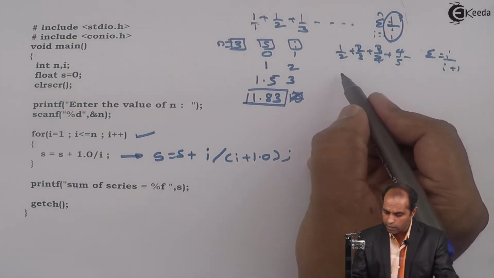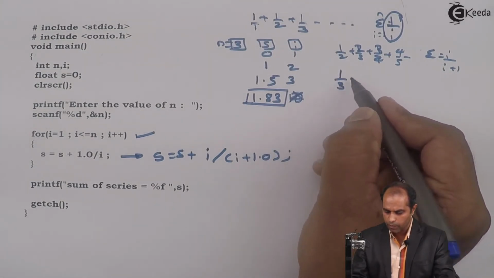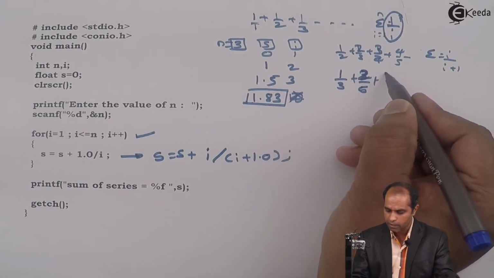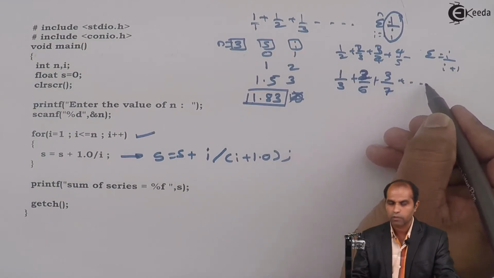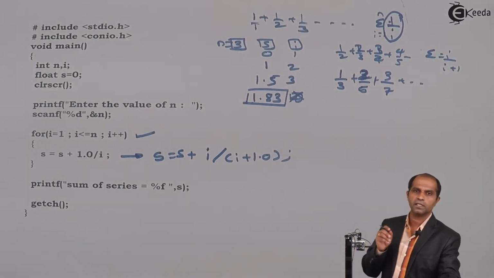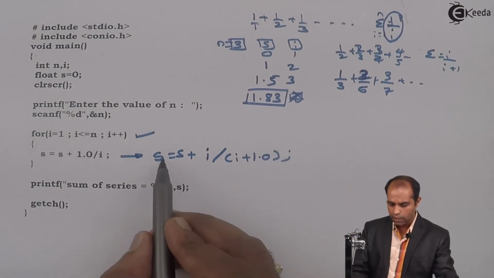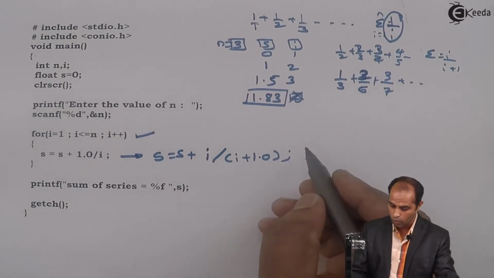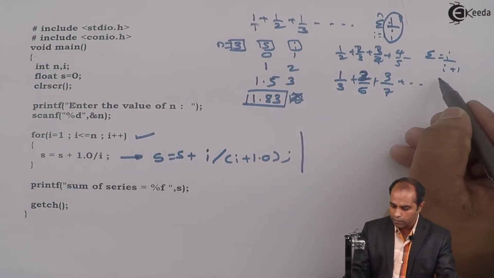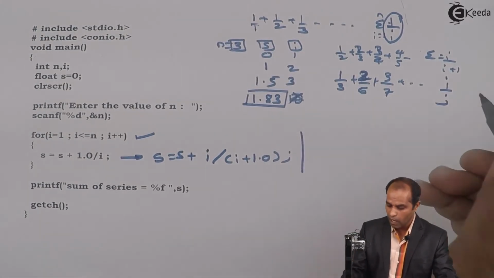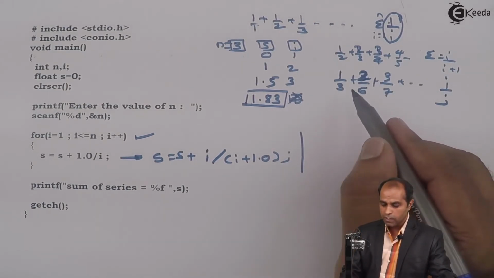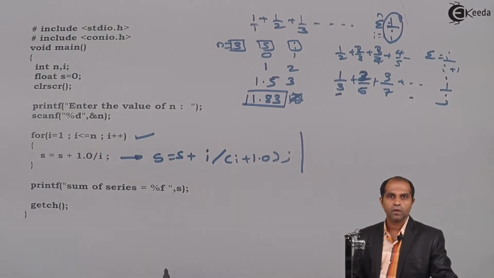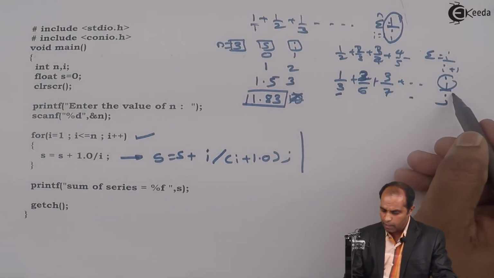If I go with the third case which I mentioned, 1 by 3 plus 2 by 5 plus 3 by 7 and so on, here I consider the expression as i divided by 2i plus 1. So you can say s equals s plus i divided by (2 asterisk i plus 1.0). Or we constructed even this as i by j, where i was moving from 1 to n, and j started with 3, but we never know what will be the final value of j. So here I have the numerator as a separate variable and the denominator as a separate variable.